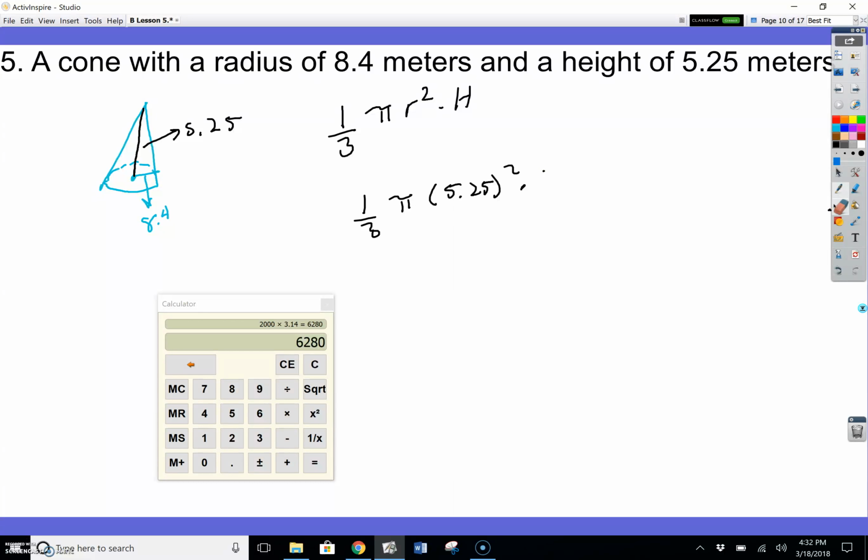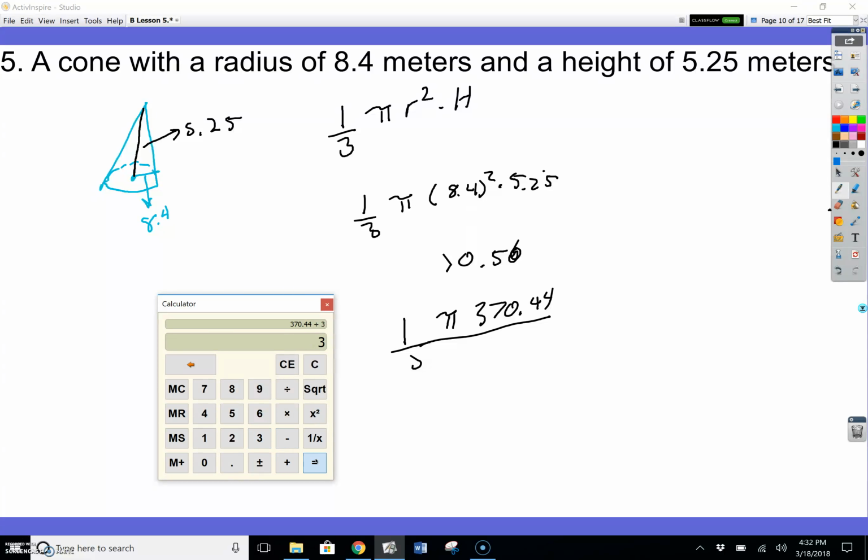Oops, I plugged that in wrong. Sorry. So that's going to be 8.4 squared times my height, which is 5.25. So let's go ahead and look at that now. I'm going to have 8.4 to the second power, which is 70.56. And then I'm going to multiply that by 5.25 to give me this answer of 1/3 pi 370.44. So what I'm going to do is now divide that by 3.